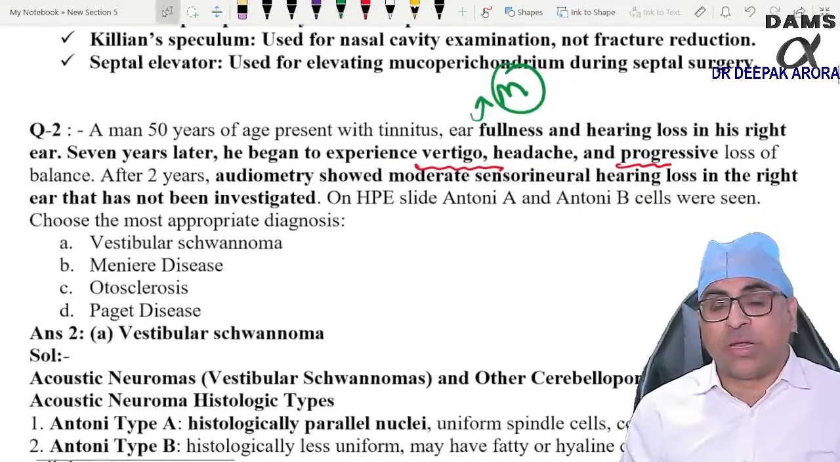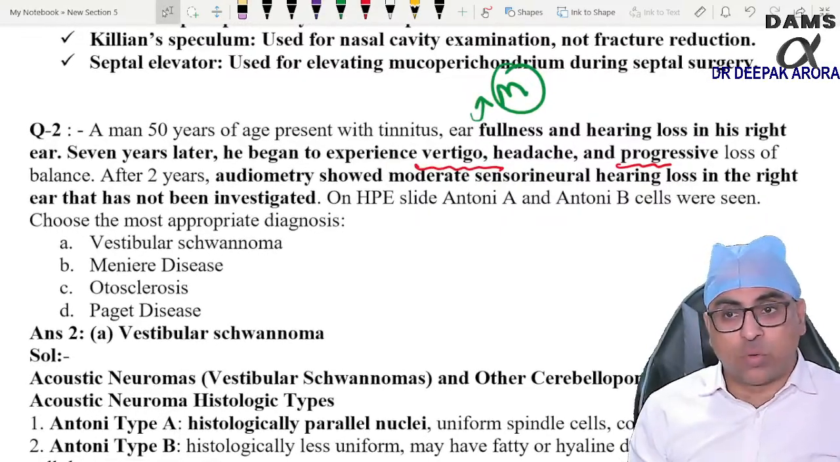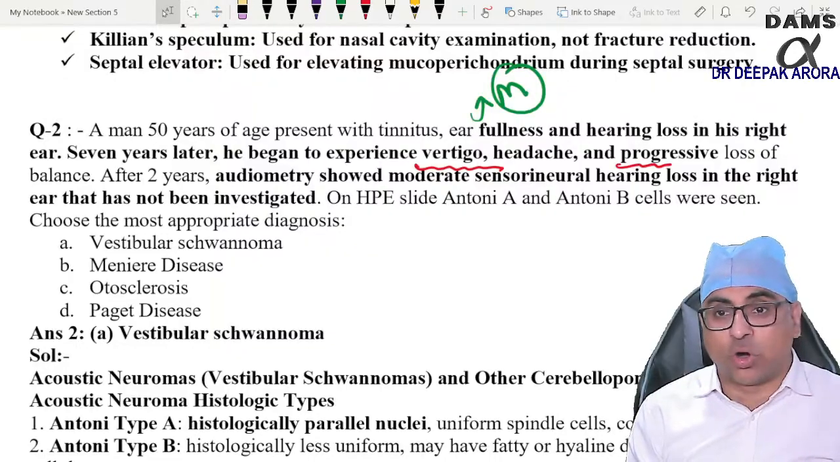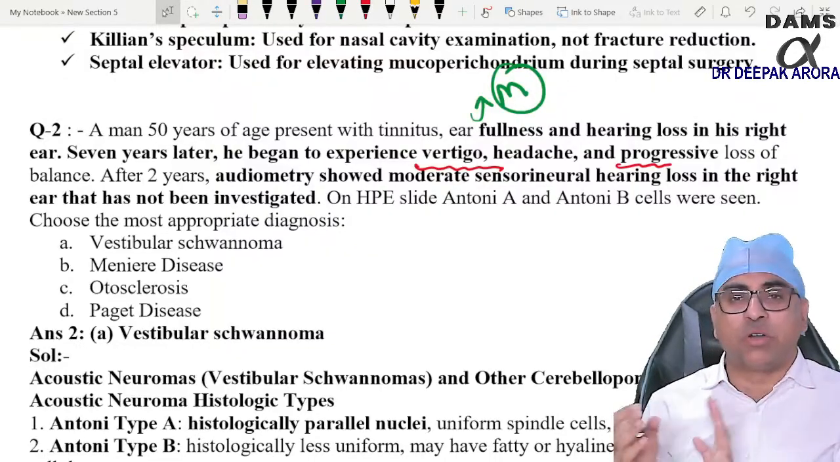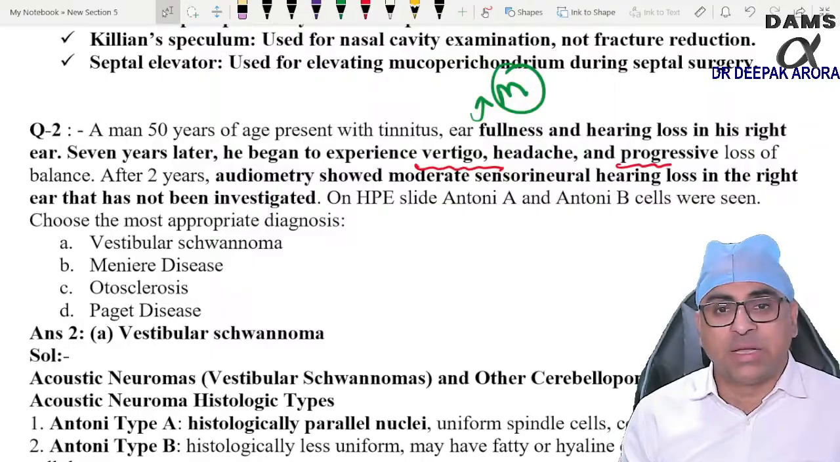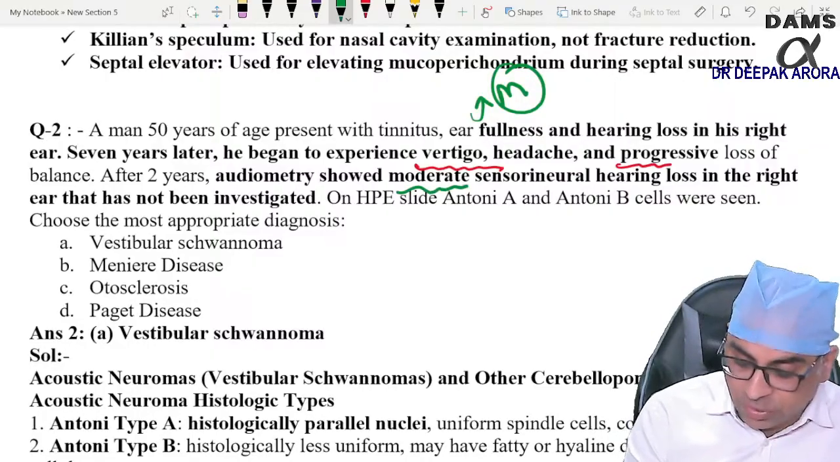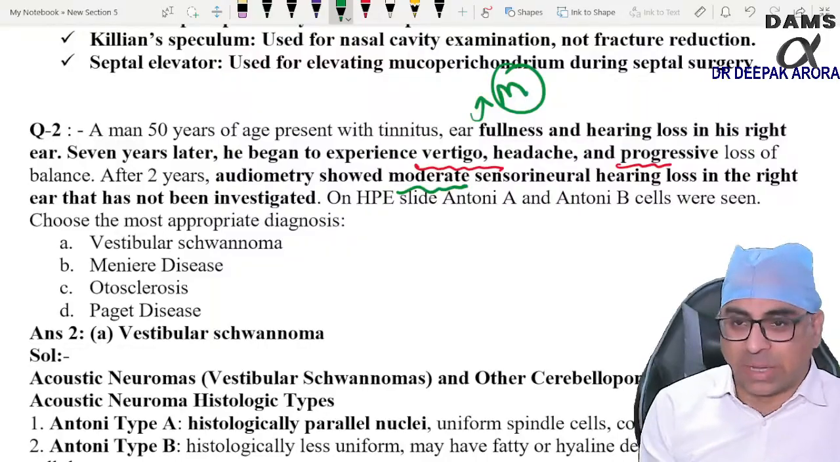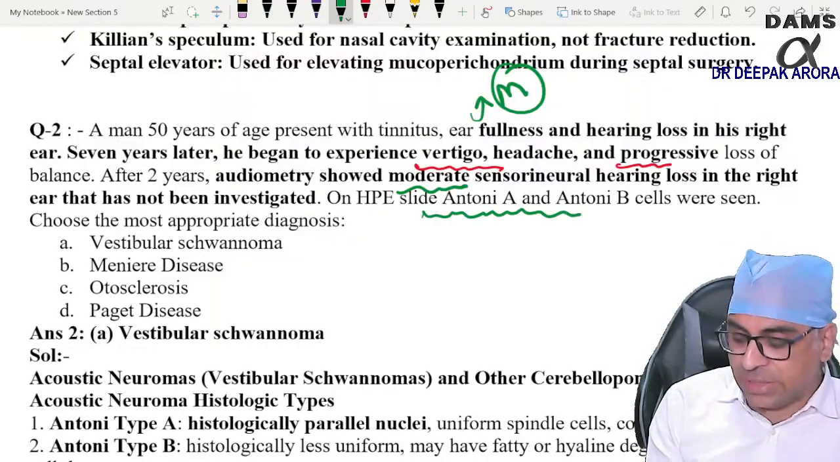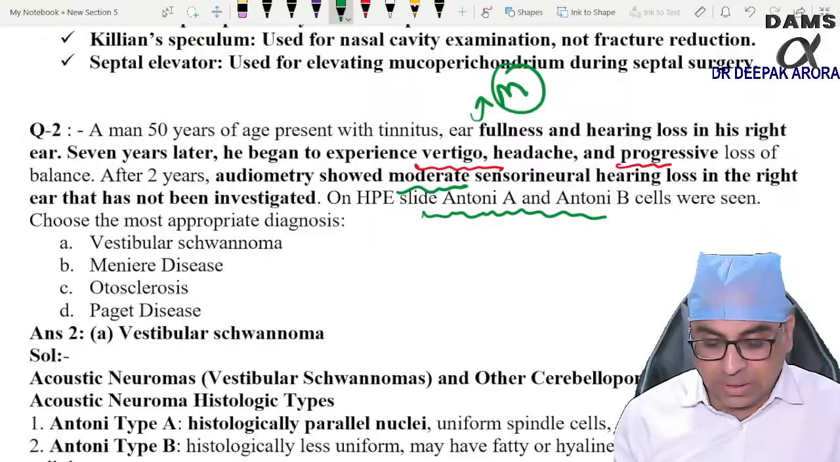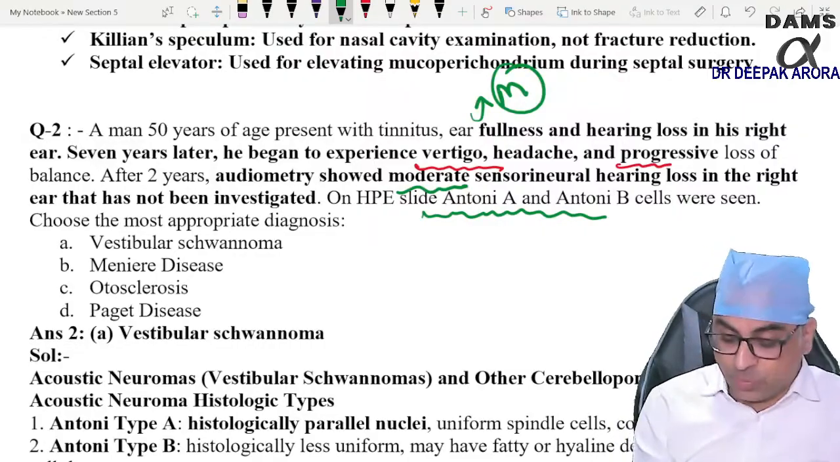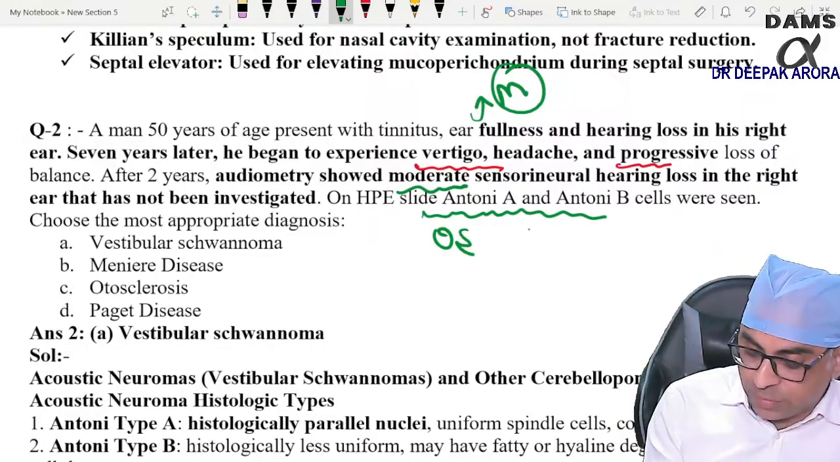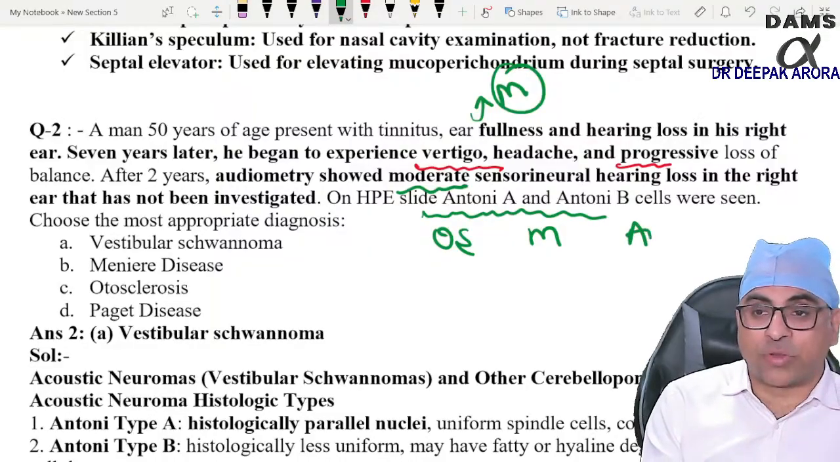Hearing loss on examination, patient is having vertigo, progressive loss of balance. Audiometry shows moderate sensory hearing loss, sensory deafness, right here. So moderate sensory deafness again goes in favor of Meniere's. But in the last line, they have mentioned Anthony A, Anthony B curve. So what we have learned in the classroom: otosclerosis, Meniere's, and acoustic neuroma.